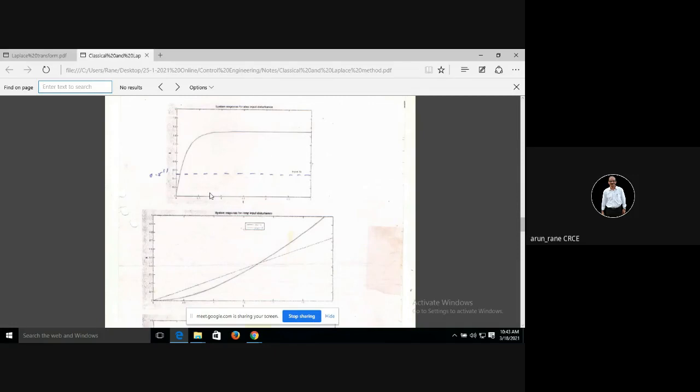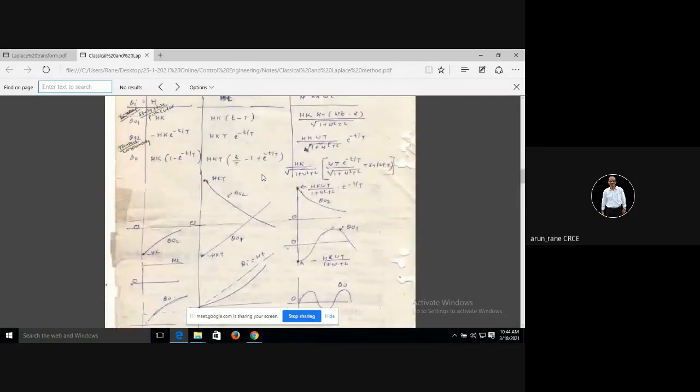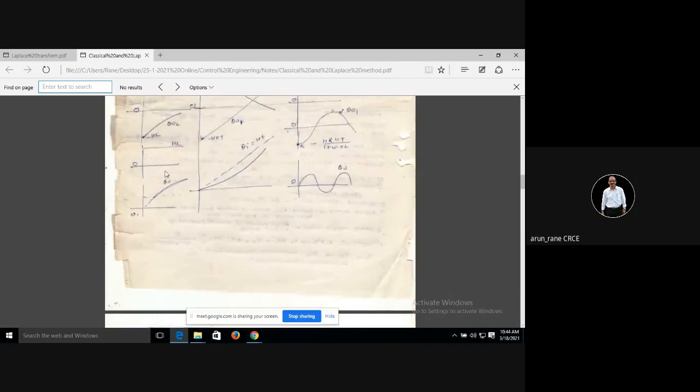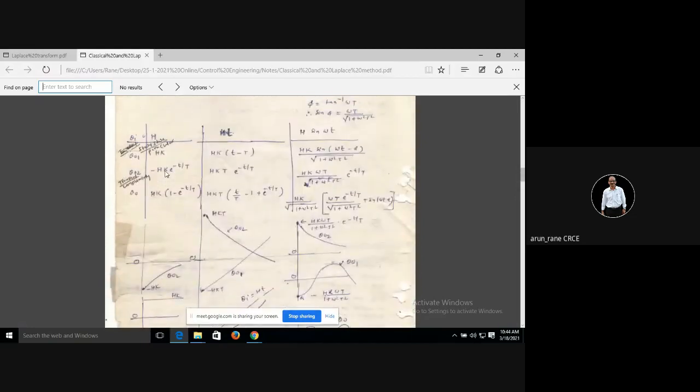So first is your step input. For the step input, they have given the value of h as 0.5 inch. So you have to plot the graph. How will you plot the graph? It is again simple. You have to use this equation. And you know the value of k, and you know the value of capital T, isn't it?